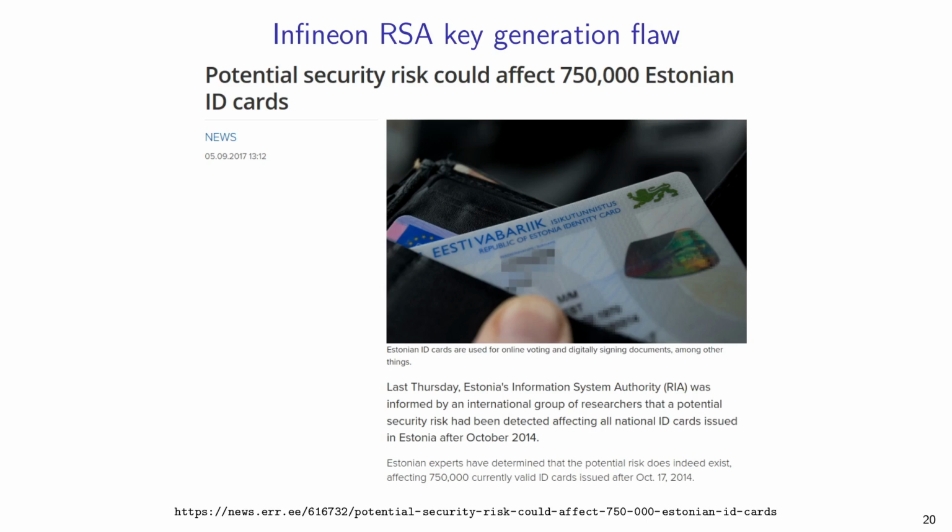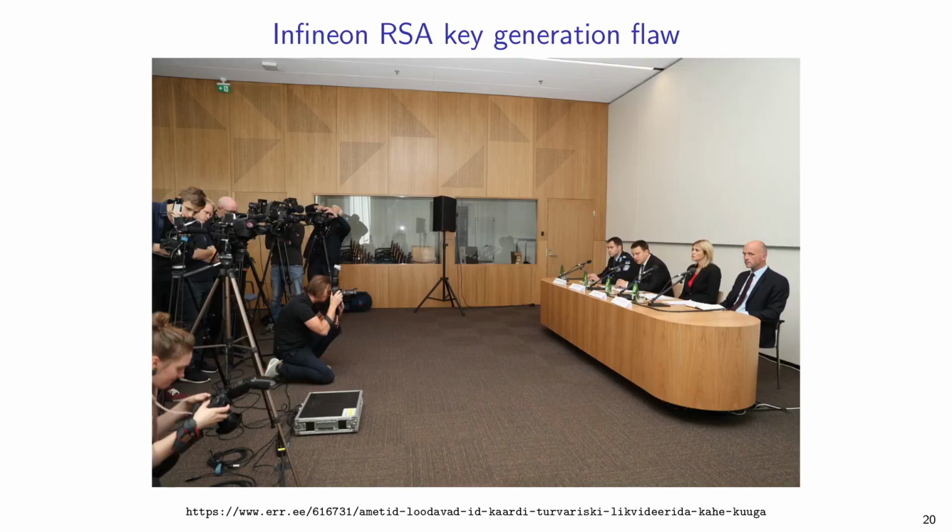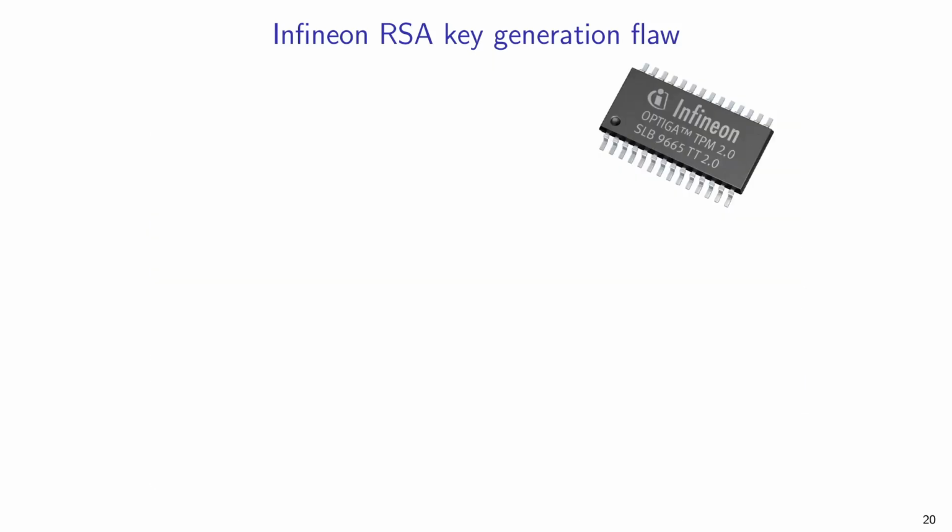It also became known that the flawed Infineon chip was used in more than 700,000 Estonian ID cards, and in 2017, this started the so-called Estonian ID card crisis. Because revoking the affected ID cards overnight would have blocked a lot of people from accessing electronic services, creating digital signatures, and so on. The flaw was introduced because Infineon used a self-invented algorithm for RSA private key generation.